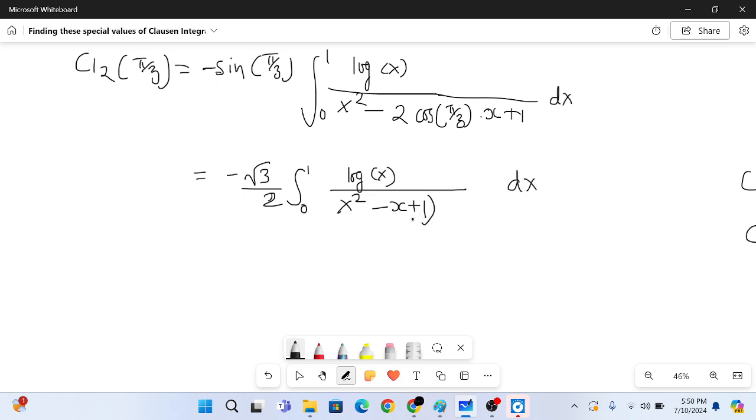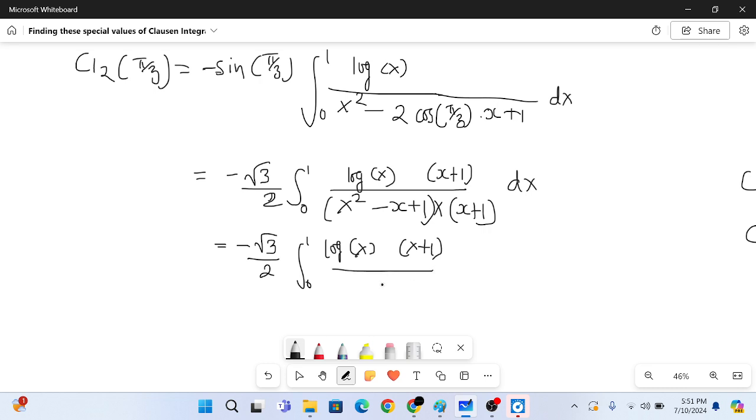Now I can multiply this by x plus 1, because if I do this, this will just be a plus b, a square minus ab plus b square. We know that this is x cube plus 1 cube. Just like in the previous one, we are trying to simplify the expression in the denominator. Minus root 3 by 2 integral from 0 to 1 log x, and then x plus 1, and now this is 1 plus x cube dx.